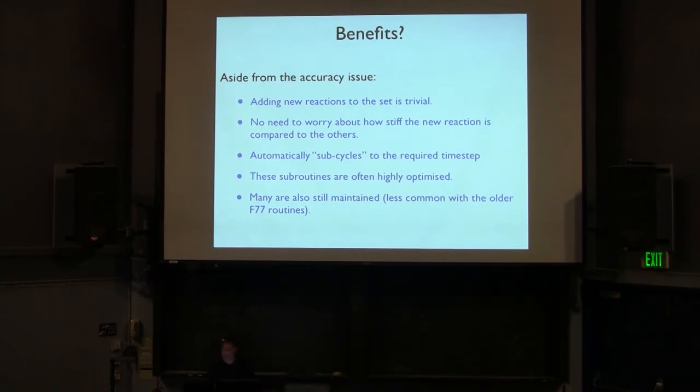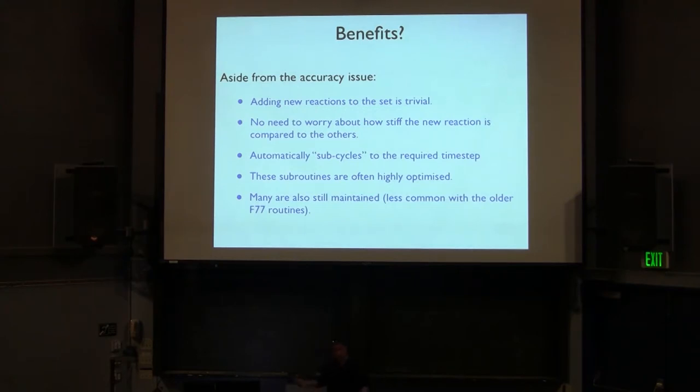So, you don't have to worry about how stiff the reaction is compared to the other ones that are already there. The other thing is that it automatically subcycles. What do I mean by that? So you've called your chemistry and you say, I want to go from T0 to T1 over time step dt. Now the chemistry solution inside may not converge over that time step, and it may find that it has to take a smaller time step internally in order to satisfy any constraints that you've put in the equations.